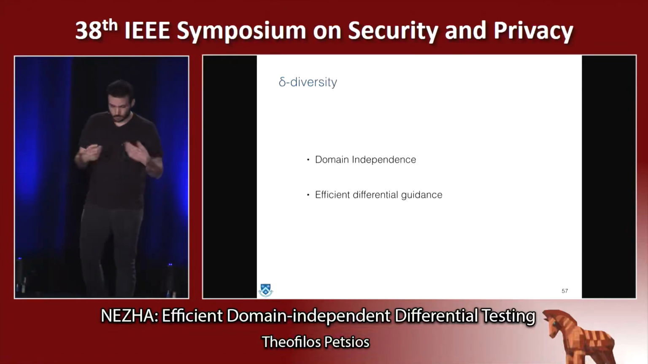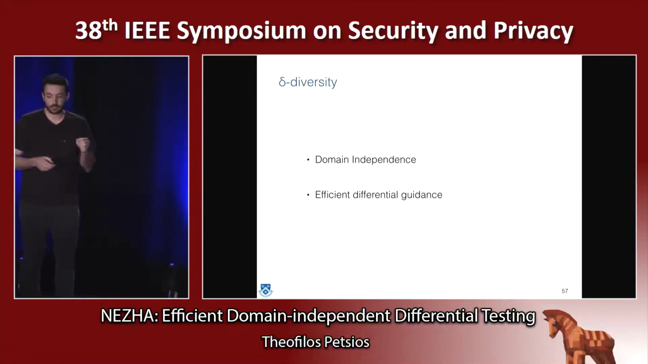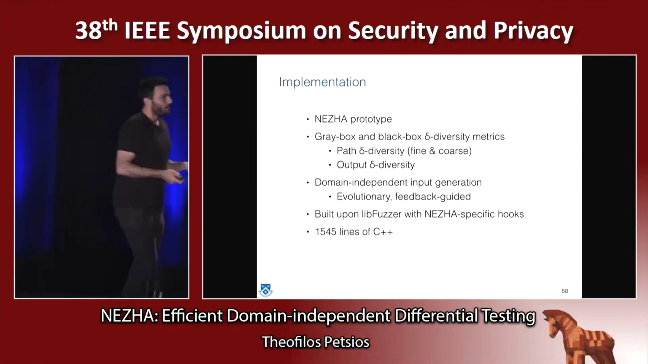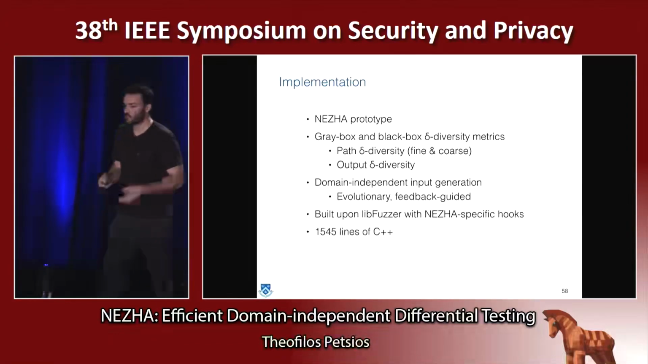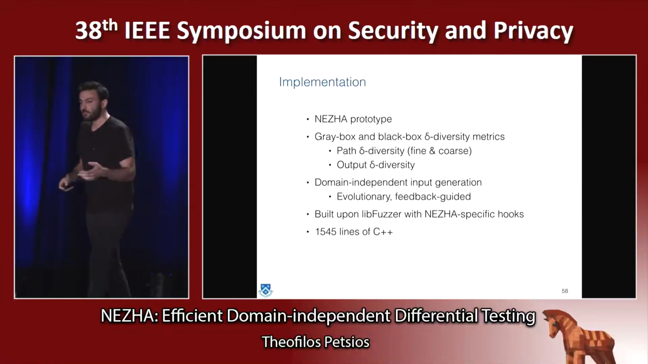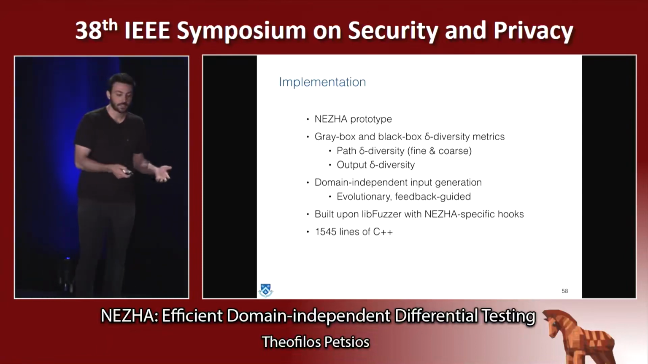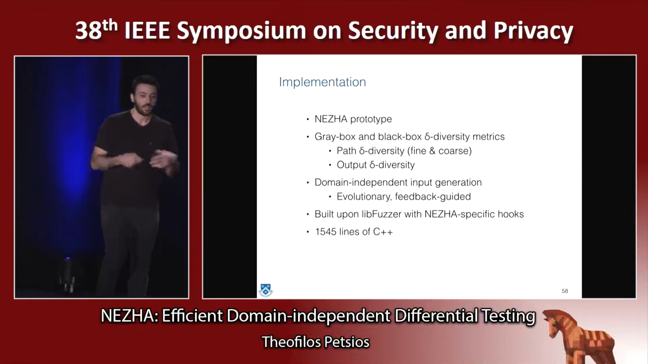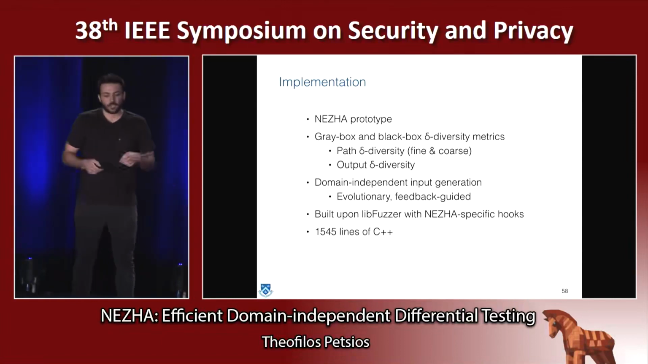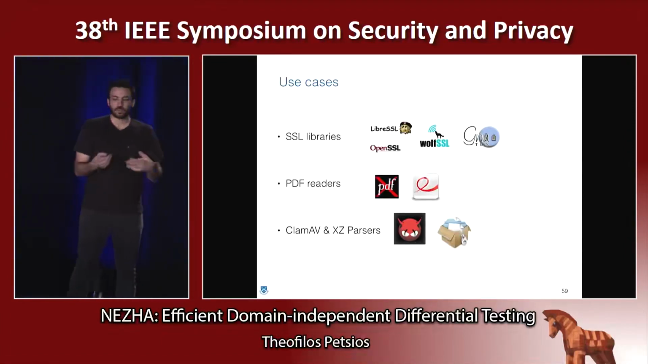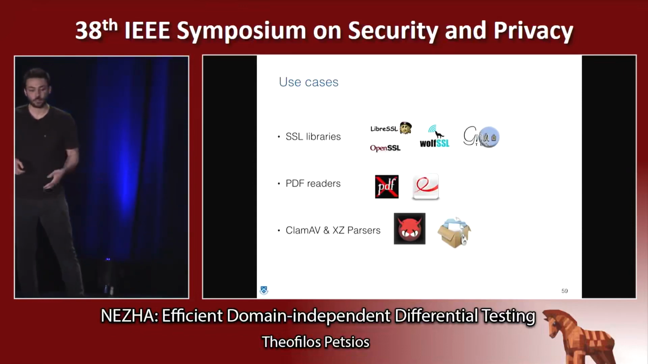So in the following, I'm going to show you that this approach is actually domain independent and also can be efficient. To do so, we implemented a prototype named NEZHA, and we also implemented different gray box and black box delta diversity metrics. We built NEZHA extending libFuzzer so that people can perform differential testing for semantic vulnerabilities and logic errors, as well as crash-inducing bugs at the same time. And we also applied NEZHA to a bunch of different workloads to show that it can find bugs and logic errors in real-world software.